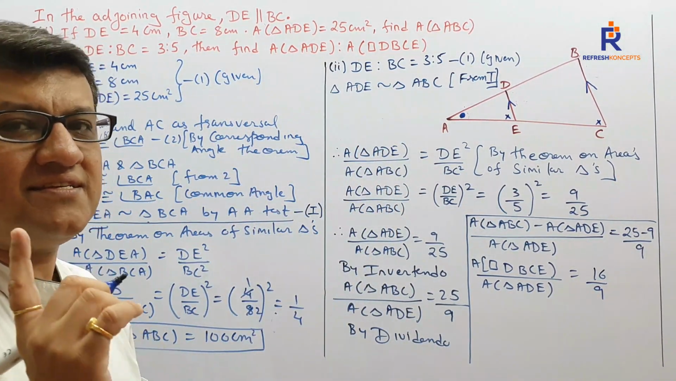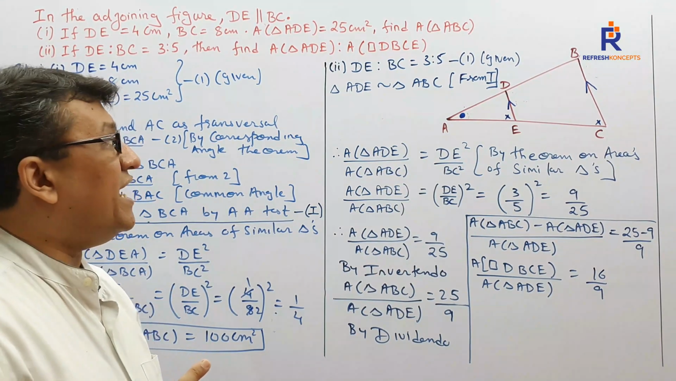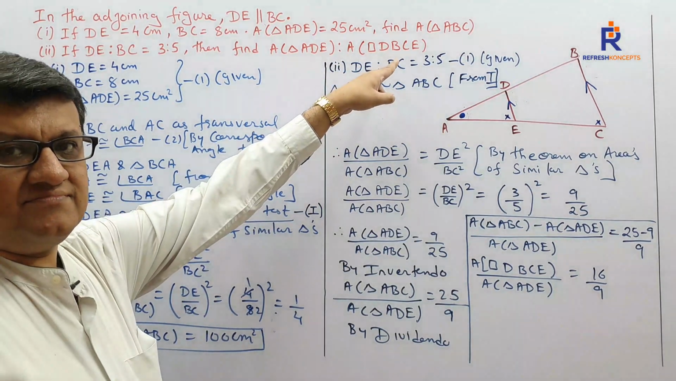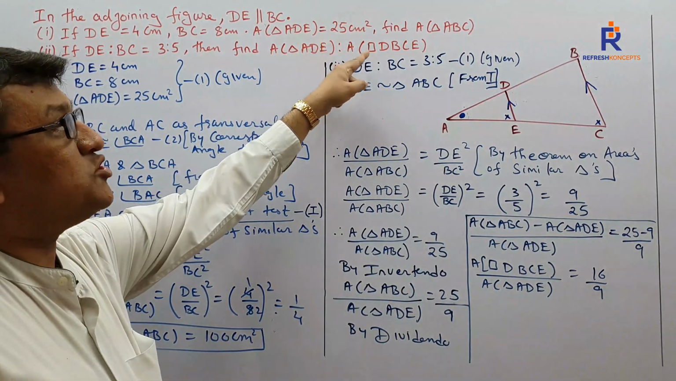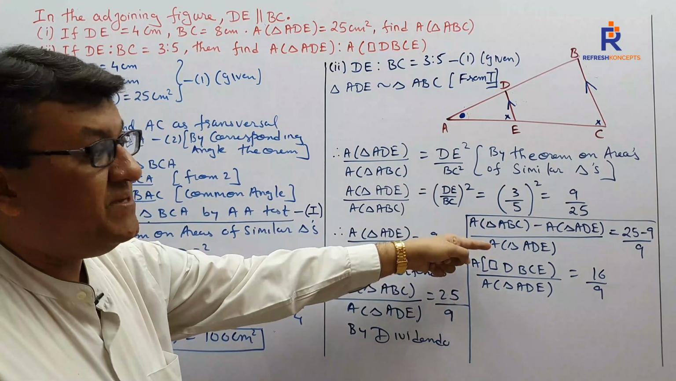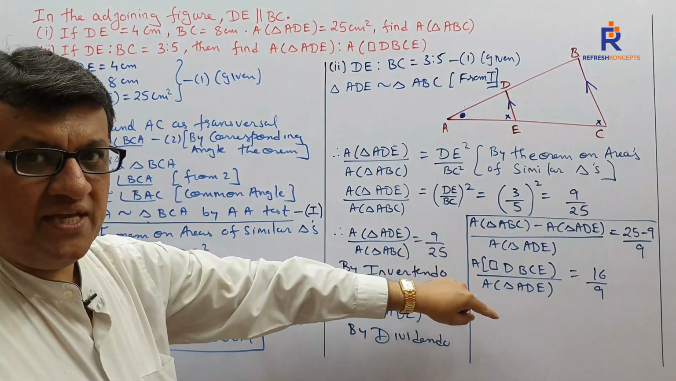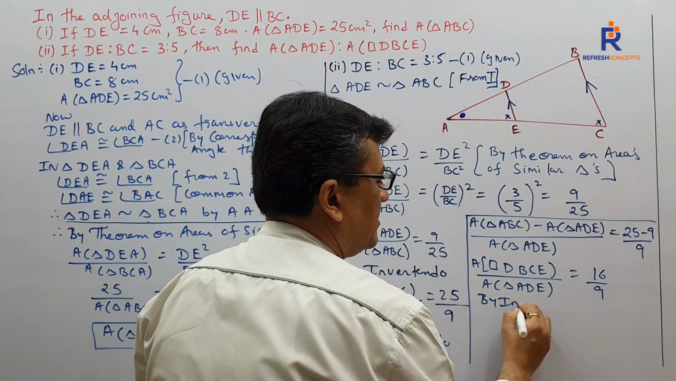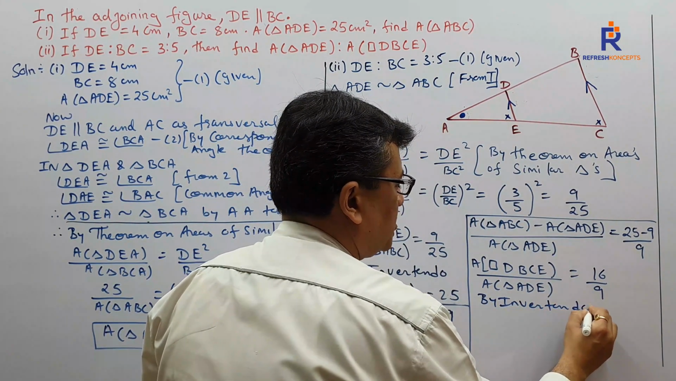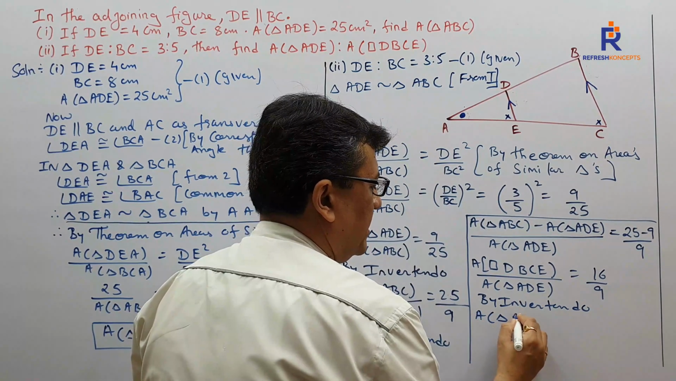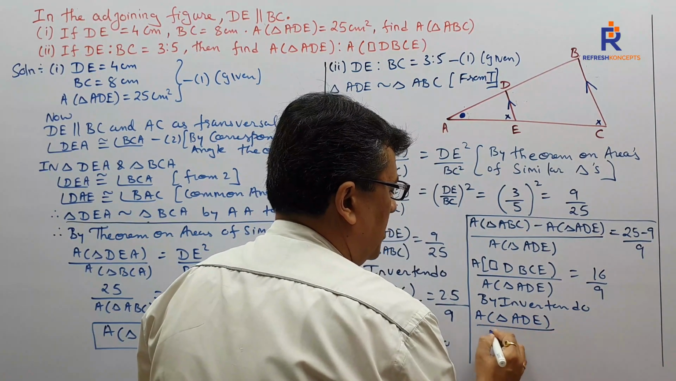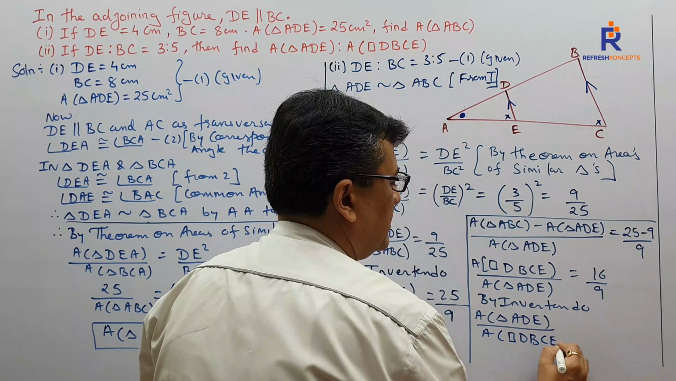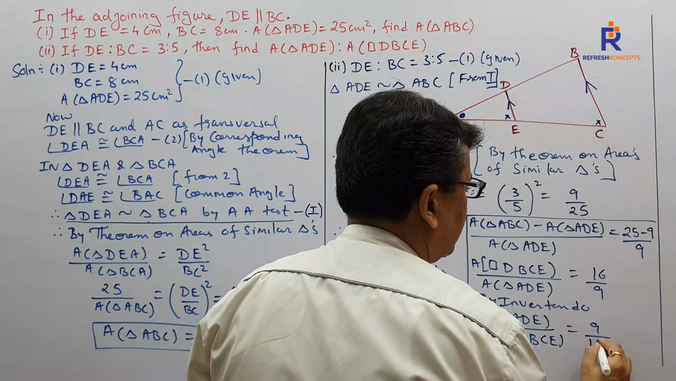No, we are not done yet. Why? Sir, you wanted ADE, triangle upon quadrilateral. See the ratio. It is quadrilateral DB to ADE, and we want ADE to quadrilateral. Means once again invertendo. By invertendo, area of triangle ADE upon area of quadrilateral DBCE is 9 by 16.